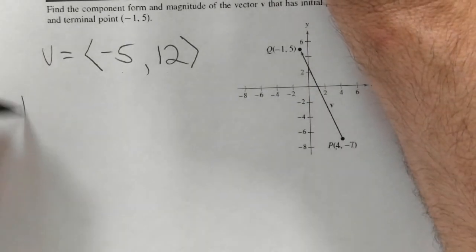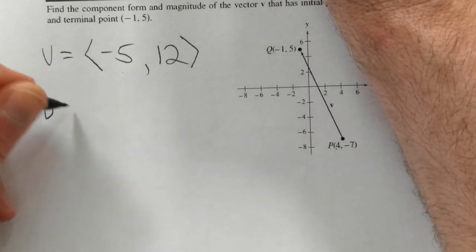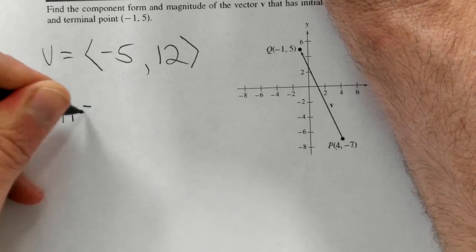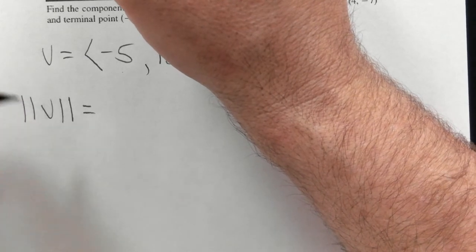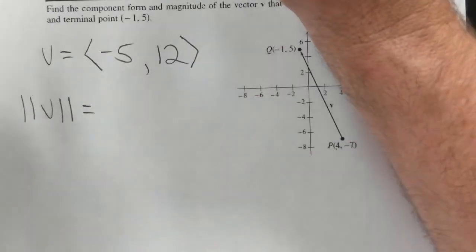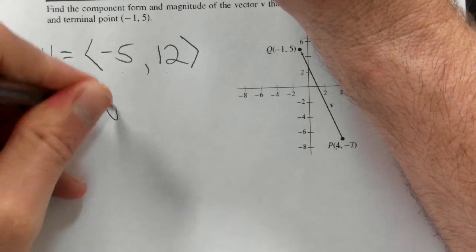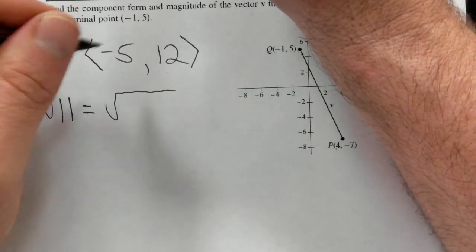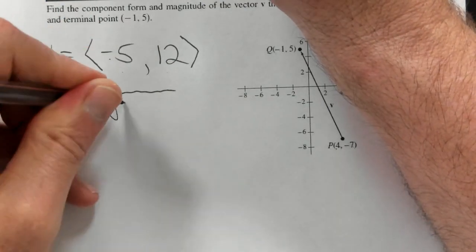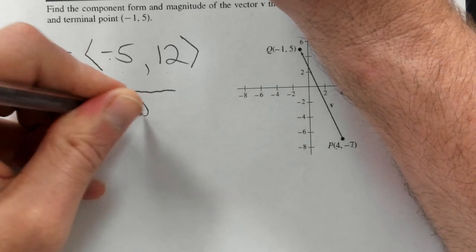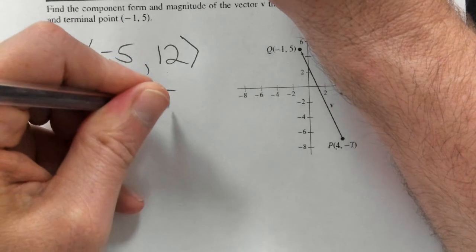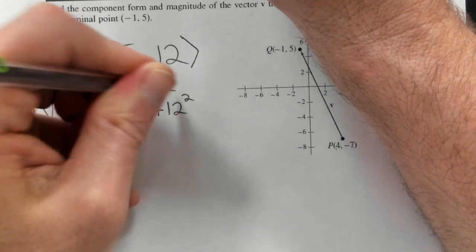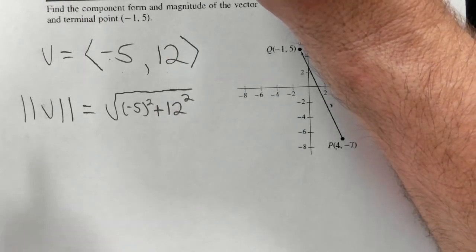Okay, so now how would I take this and find the magnitude? In order to find the magnitude of this vector, again, make sure you're using the correct notation. Notation is important here. The double bars indicate the magnitude. So how do we find the magnitude? It's just going to be this part squared, -5 squared, plus this piece squared, 12 squared, and then the square root of that.